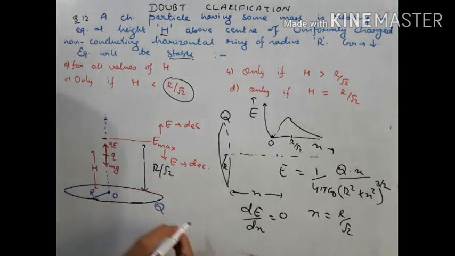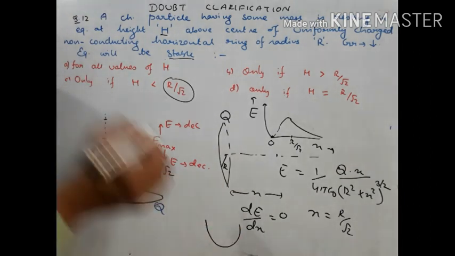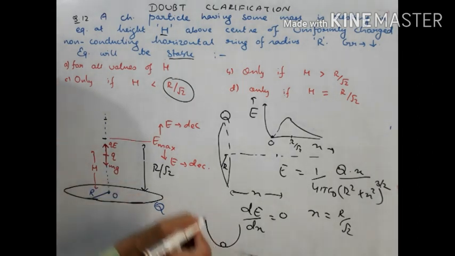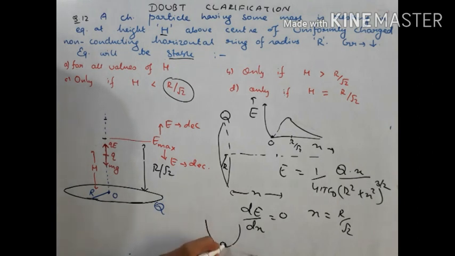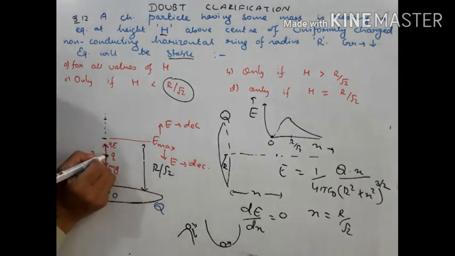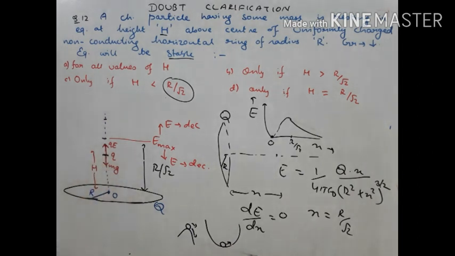What is the meaning of stable equilibrium? In case of mechanical problems, I have discussed earlier that if there is a ball in a pit, this is stable equilibrium, because if you displace it slightly, it will come back to its original position. But this is unstable equilibrium. Here it is at rest, at equilibrium, but if you displace it slightly, it will not come back to its initial position. We have to test whether this equilibrium is stable or not.